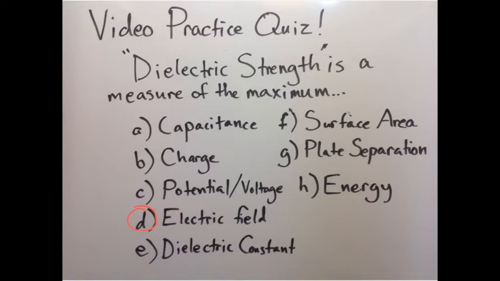More specifically, though, dielectric strength is the maximum electric field. Just because a problem asks you to calculate the electric field does not mean that you're calculating the dielectric strength. Only the maximum electric field is the dielectric strength. Obviously, you can have an electric field which is less than the dielectric strength, and that would be if you are not at, say, the maximum volts or charge or whatever it is.